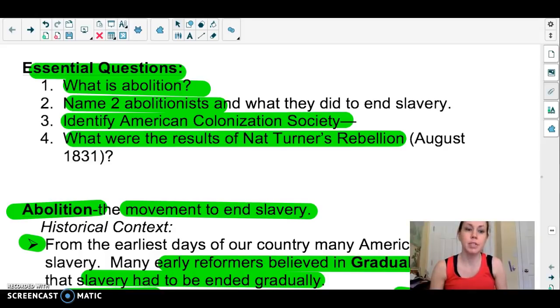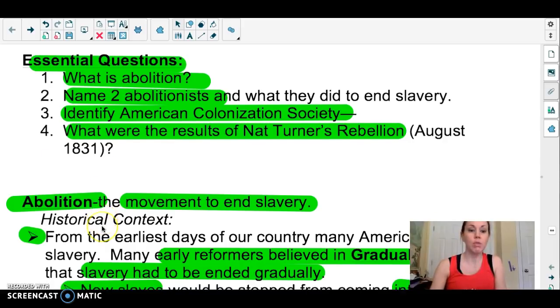All right, hey guys, today we're going to talk about abolition, which was the movement to end slavery, and we're going to talk about the different characters that were involved in that process and the different belief systems also. So we're going to start with what is abolition, name two abolitionists and what they did to end slavery, identify the American Colonization Society, and what were the results of Nat Turner's rebellion in 1831.